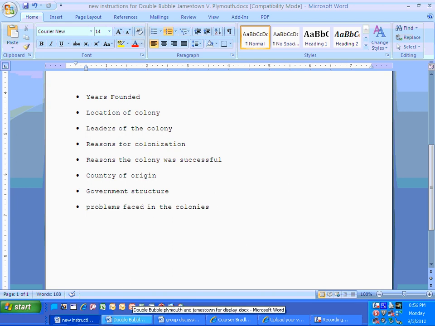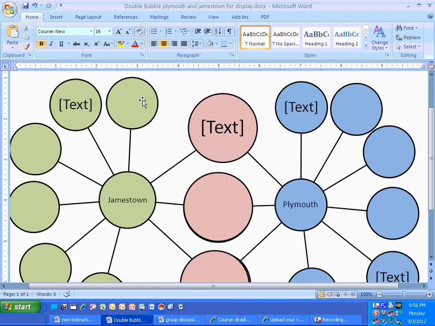All right, let's go back and look at your double bubble. Say that here you're going to talk about the year Jamestown was founded. Well, you would have to go over to the corresponding bubble on Plymouth and put here the year it was founded, unless of course they were founded in the same year and you'd put that here. But I'm going to tell you right now, they weren't. They were founded in different years. So whatever you put here has to correspond here. Whatever you put here has to correspond here, and so on.